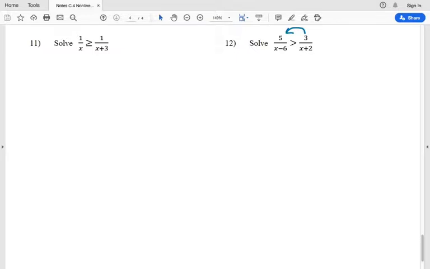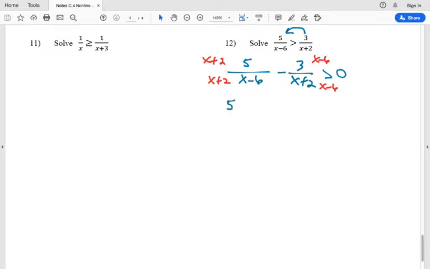Okay, again, I have to move this over so that it's set with 0 on one side. And then I need a common denominator. So we're going to do x plus 2 on top and bottom, and x minus 6 on top and bottom over here. And then simplifying that, I have 5 times x plus 2 minus 3 times x minus 6, and all of that's over your common denominator.